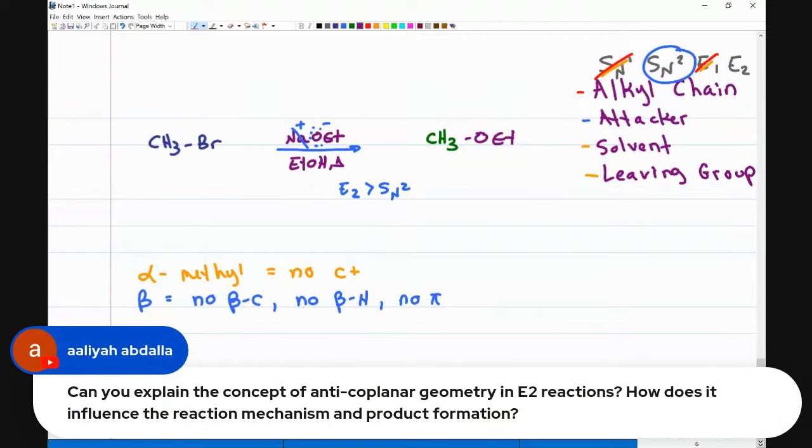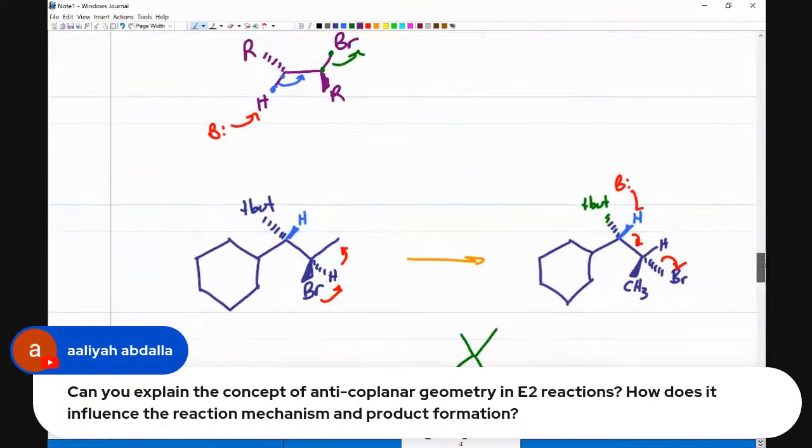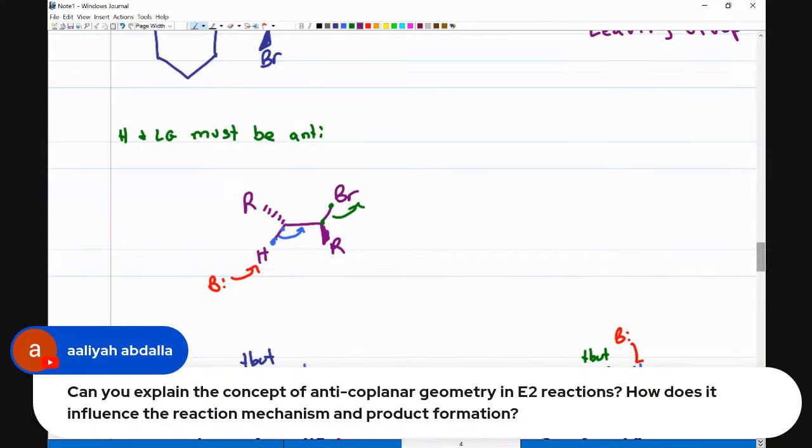Question: can you explain the concept of anti-coplanar geometry in E2 reaction? How does it influence the reaction mechanism and product formation? Aaliyah, I'm not sure if you're asking for the definition or the concept. So let's go back to this. The idea with anti-coplanar is you want all of the electrons to be lined up so that the orbitals can collapse into each other.